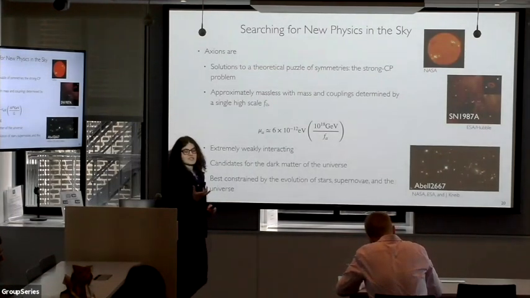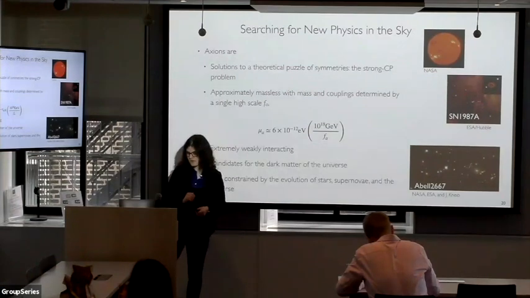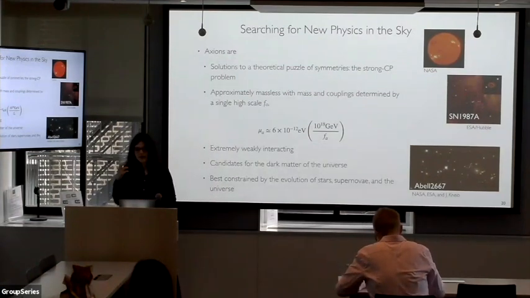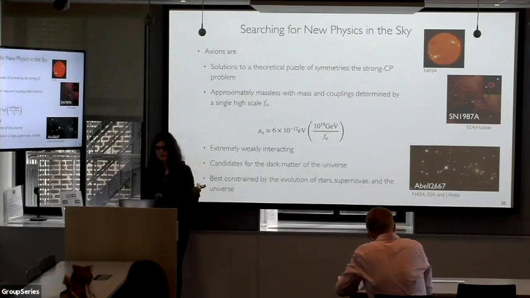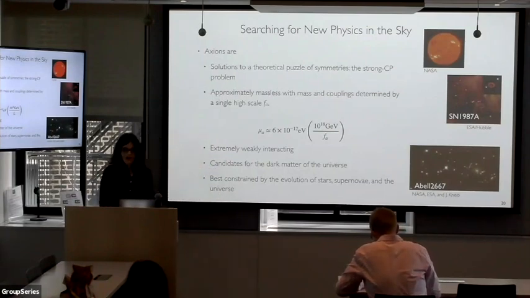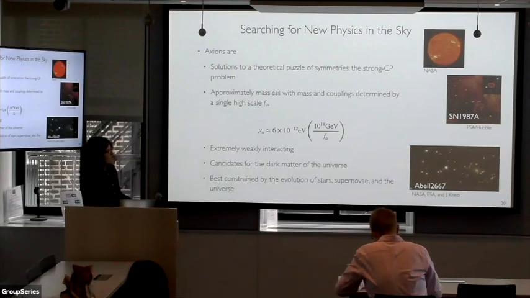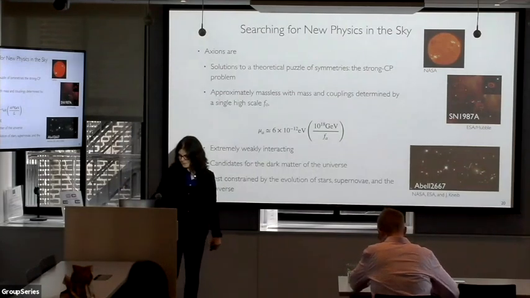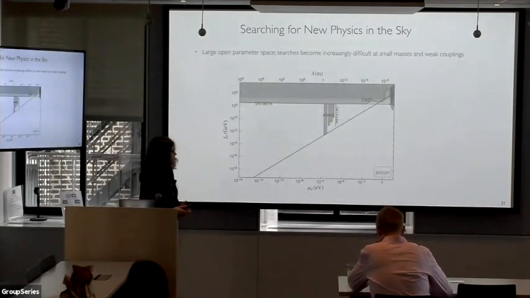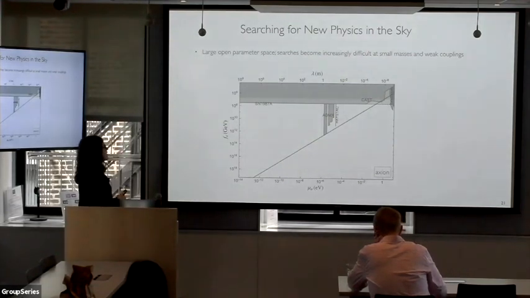They're also excellent candidates for the dark matter of the universe. And because they're so light and weakly interacting, just like neutrinos, they're best constrained by evolution of stars and supernova, as well as other astrophysical and cosmological observations, rather than laboratory experiments. This is the parameter space that I'll be focusing on today.